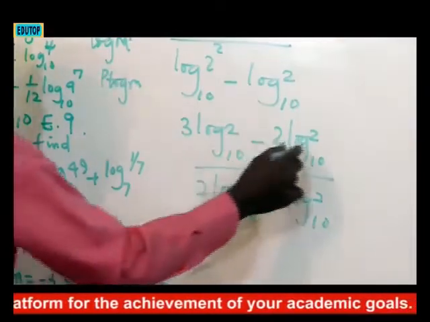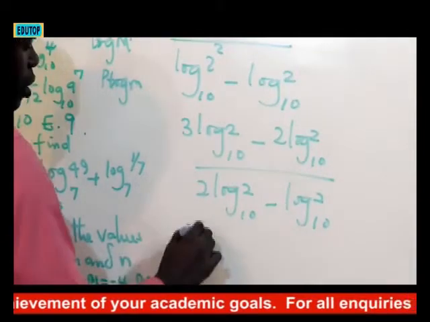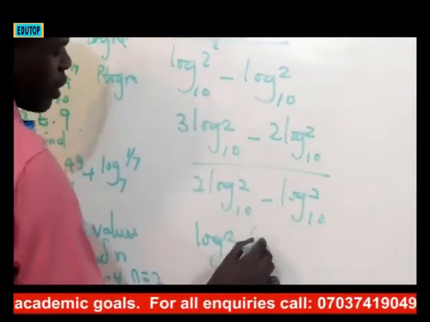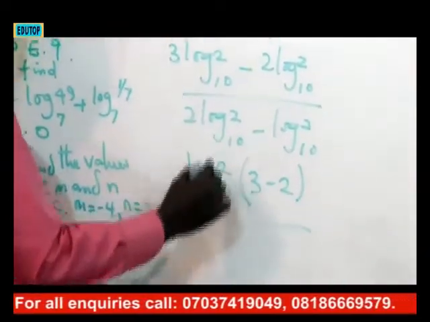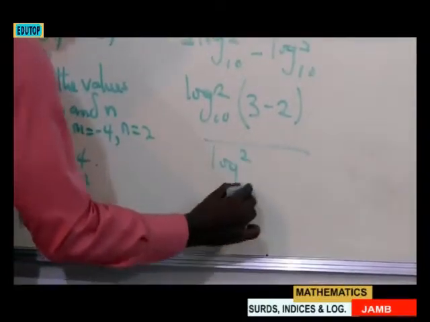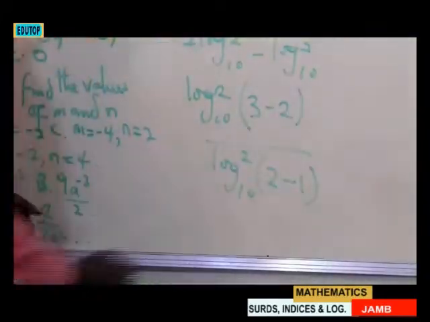If you look at this very well, you see that log 2 base 10 is common to them, so I can factorize log 2 base 10 out. If I factorize it out of this, I'm left with 3, then here it will be minus 2. Log 2 base 10 is common here too, so this one will be left with 2 minus 1.